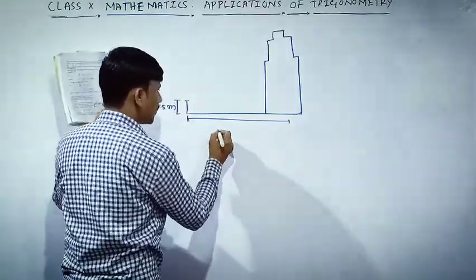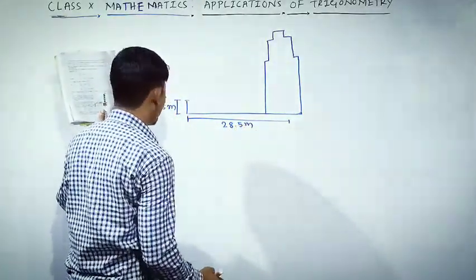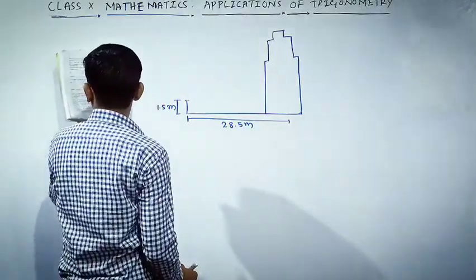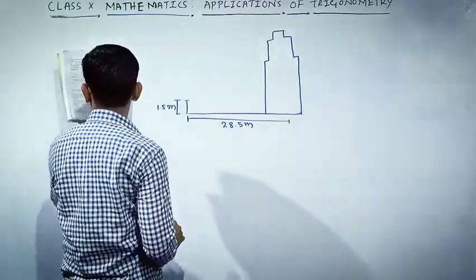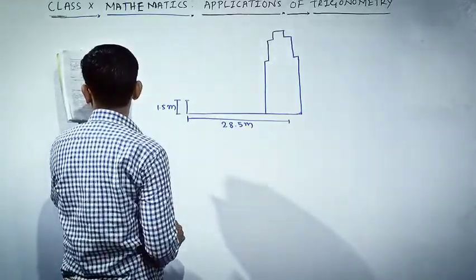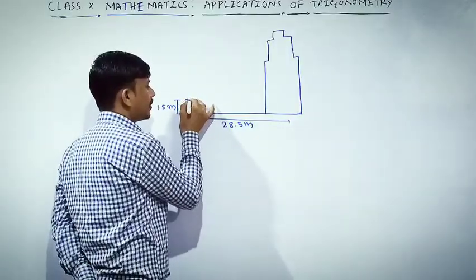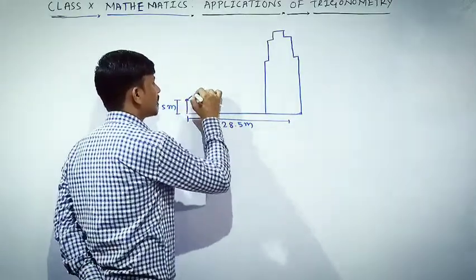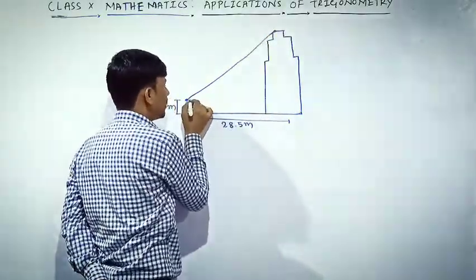This is the length, 28.5 meter away from the chimney. Then the angle of elevation of the top of the chimney from her eye. This is nothing but what? Angle of elevation.